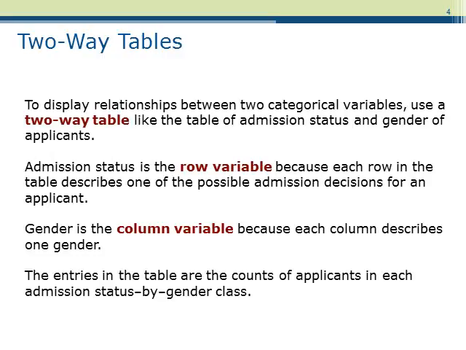To display relationships between two categorical variables, we'll use a two-way table, like the table of admission status and gender of the previous example. Admission status was the row variable because each row in the table describes one of the possible admission decisions for an applicant. Gender was the column variable because each column describes one gender. The entries in the table are the counts of applicants in each category.